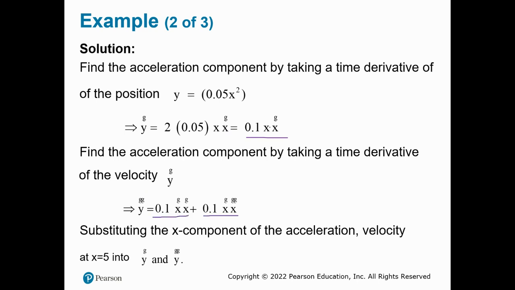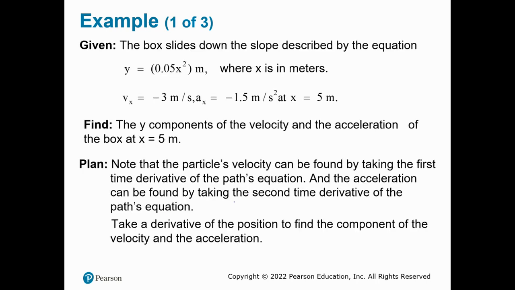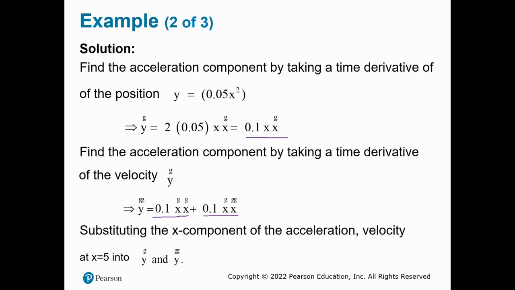Okay, x dot derivative of x, and then x, that gives me x dot on the first one, and then x another x dot you already have, and then 0.1 x dot, and then the second component will be x double dot. Okay. So substituting the x component of the acceleration and velocity at x equals 5. We know that Vx is equivalent to x dot. We know our Ax is equivalent to x double dot. Okay, plug in -3 and -1.5 into our equation.